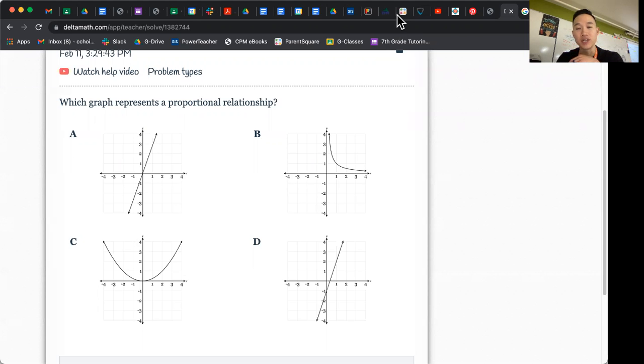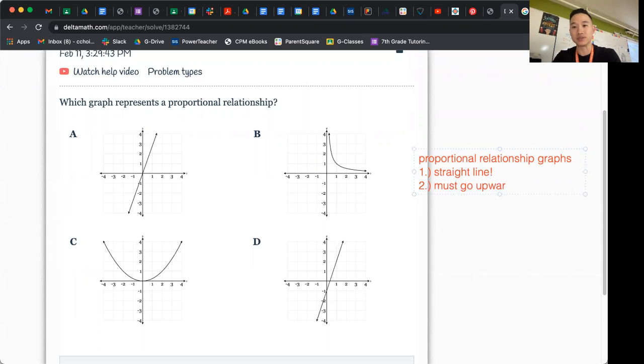And for proportional relationships in graphs, 3 things must be true. First thing is you must have a straight line. That has to be straight, completely straight, or a constant rate of change. The second thing is that the line must go upwards. So going from left to right, it has to go up. The more potatoes you buy, the more money you should pay, right? So it should go up together.